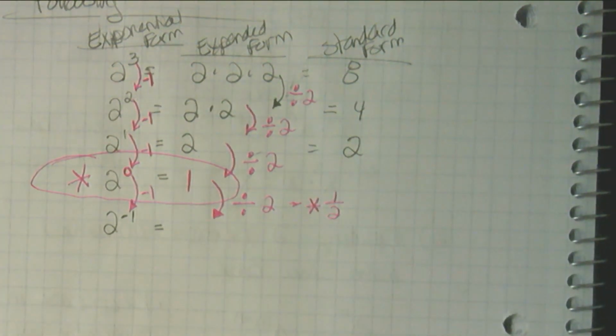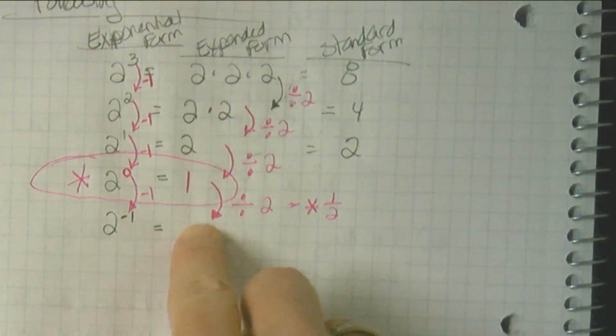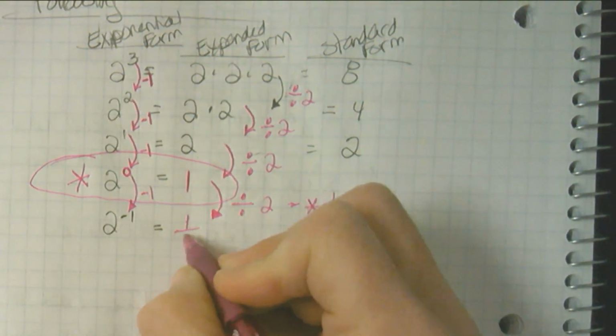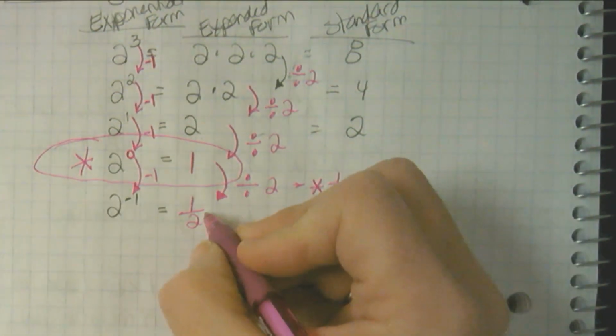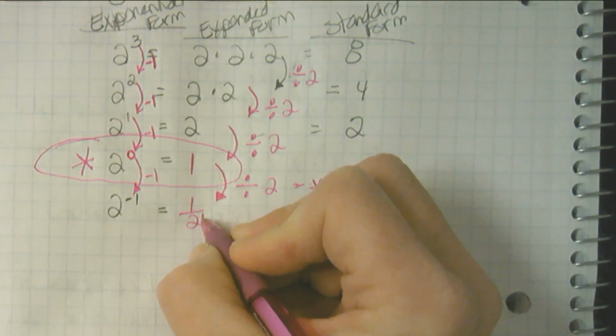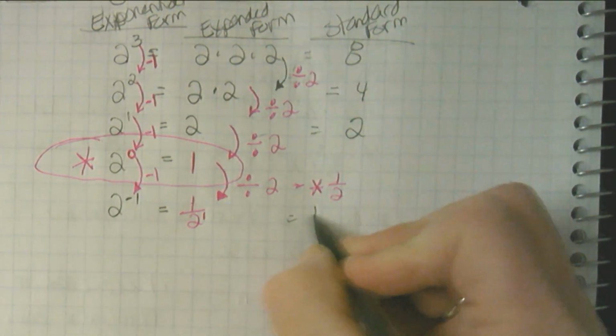I don't want it as a decimal. I want it as a number. Isn't that a half? What's 1 divided by 2? Isn't that a half? Okay. So 2 to the negative first power is 1 over 2 to the first power, which is 1/2.